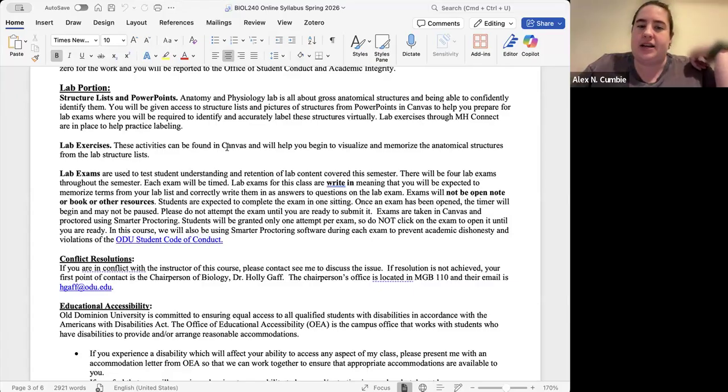I do have lab exercises. They're going to be on Canvas. They are fairly easy and will not take you too long, but they are going to review through structures that are going to be in your structure list and in your PowerPoints, and you'll answer questions about them. They should help you as you are learning these structures.